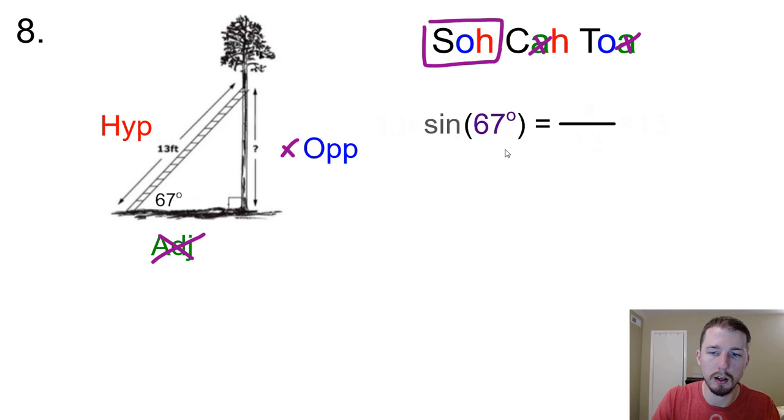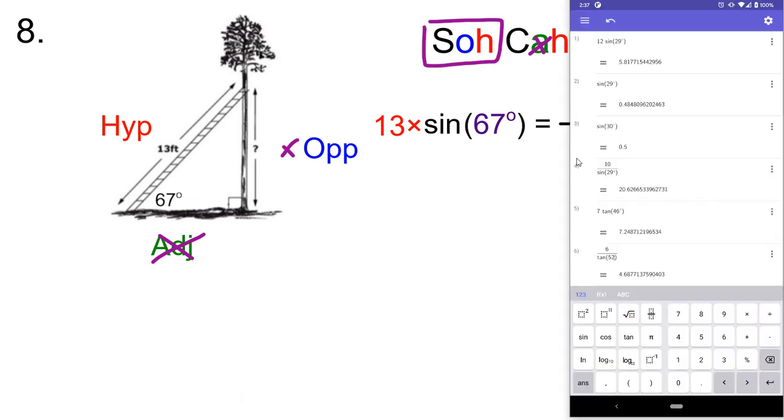We're going to do sine of 67 degrees is equal to the opposite, which is x, divided by the hypotenuse of 13. So I want to get x by itself, so I'm going to undo division with multiplication, so multiply both sides by 13, which will be 13 sine of 67. So that's what I'm going to put in the calculator.